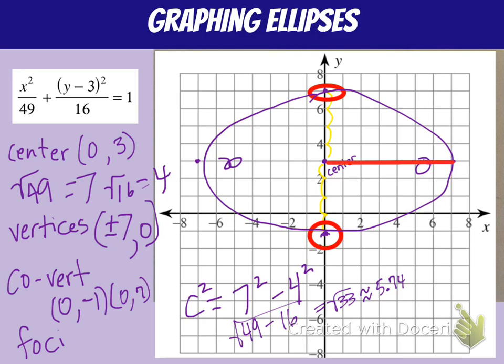So we can now plot that. And I know I'm in the general vicinity, going up 5, almost to the 6, so it's about right there. I do the same thing on the other side, 5, almost to the 6, right there. And those are my foci.